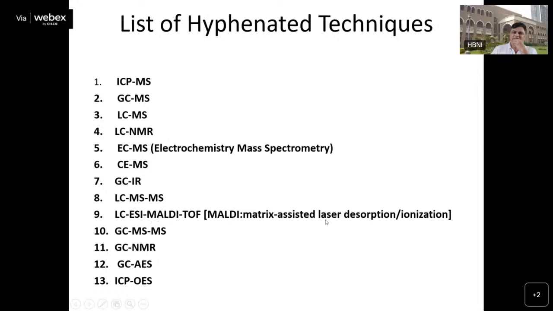MALDI is nothing but matrix assisted laser desorption ionization, and this is with the time of flight. Then ICP-MS, GC-MS/MS, GC-NMR, and then GC-AES and ICP-OES. That's already we had discussed, both of these, ICP-OES in detail.